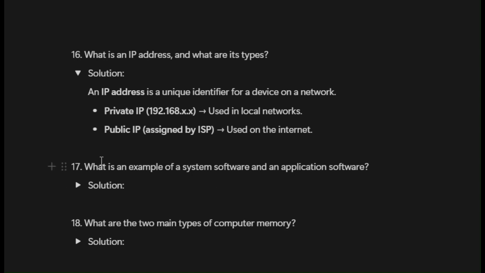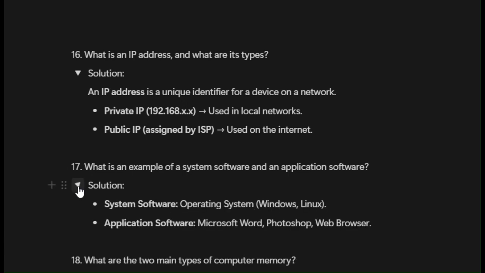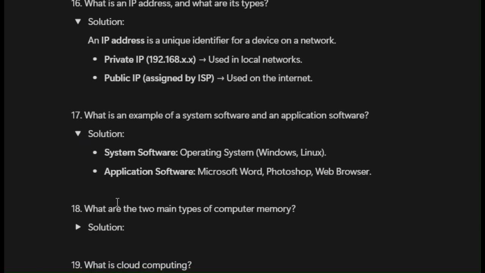Seventeen, what is an example of an operating system and an application software? An operating system can be Mac OS, Windows, Linux, or Android, but application software is Microsoft Word, Microsoft PowerPoint, Microsoft Excel, a web browser, Photoshop, Facebook, for example, or Instagram. This is the application.